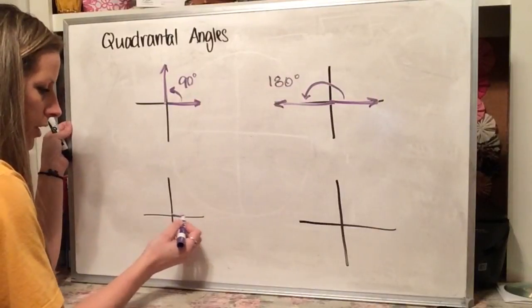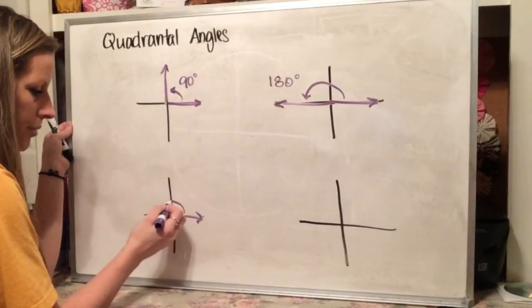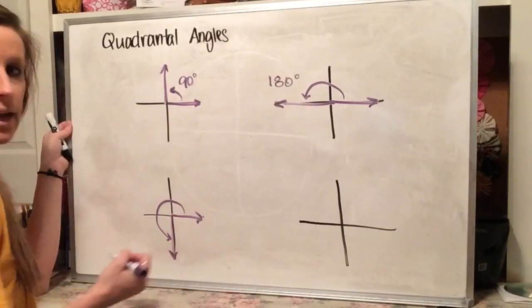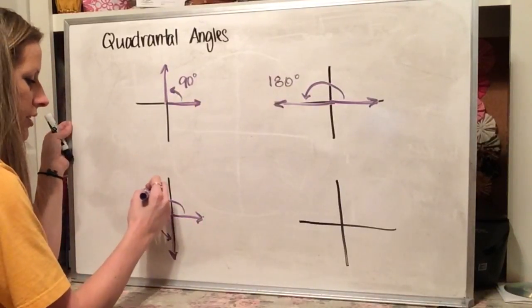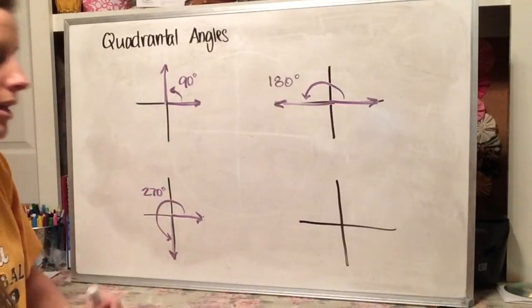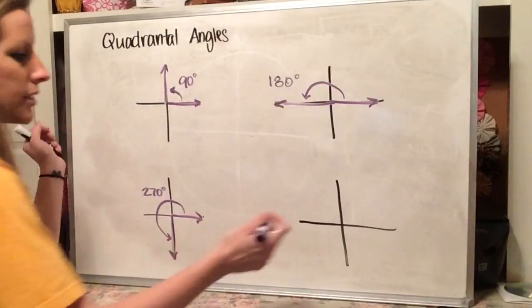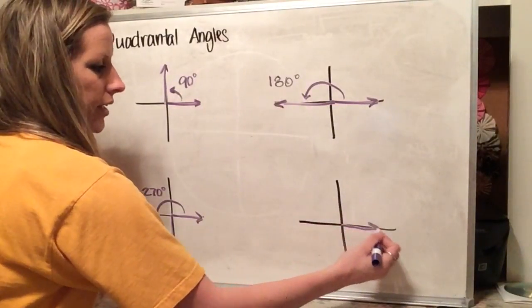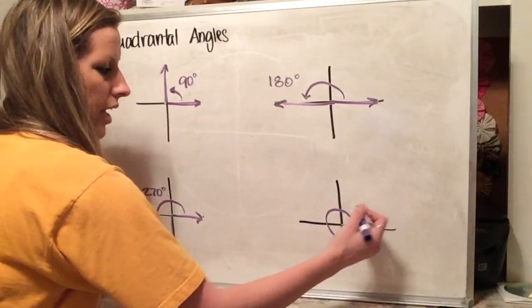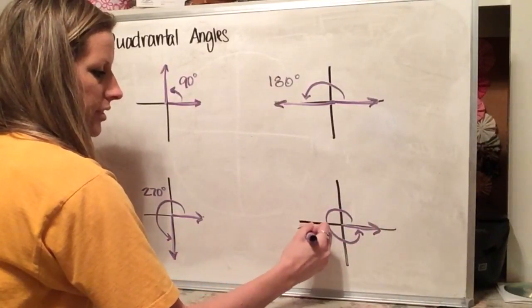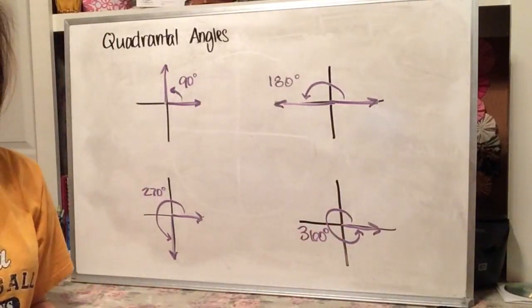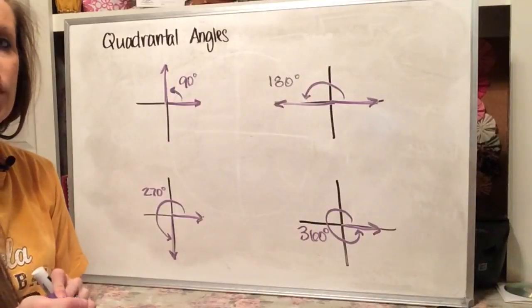The next one, we're going to go past that 180 degree mark and end up on that negative y-axis this time. Okay, that'd be 270 degrees. Each time we're adding 90 degrees. And then our last one is going to start out on the x-axis and go all the way around till it hits it again. That will be 360 degrees. Okay, so there are 4 quadrantal angles.